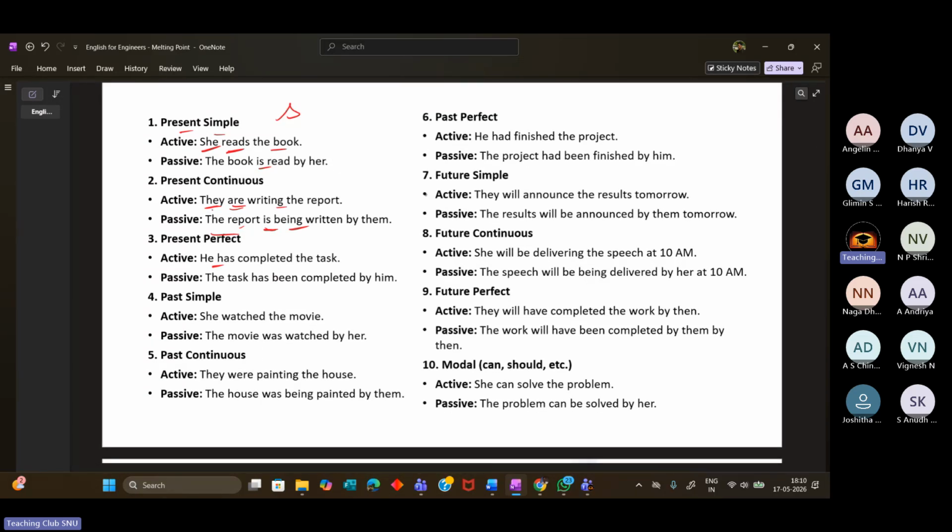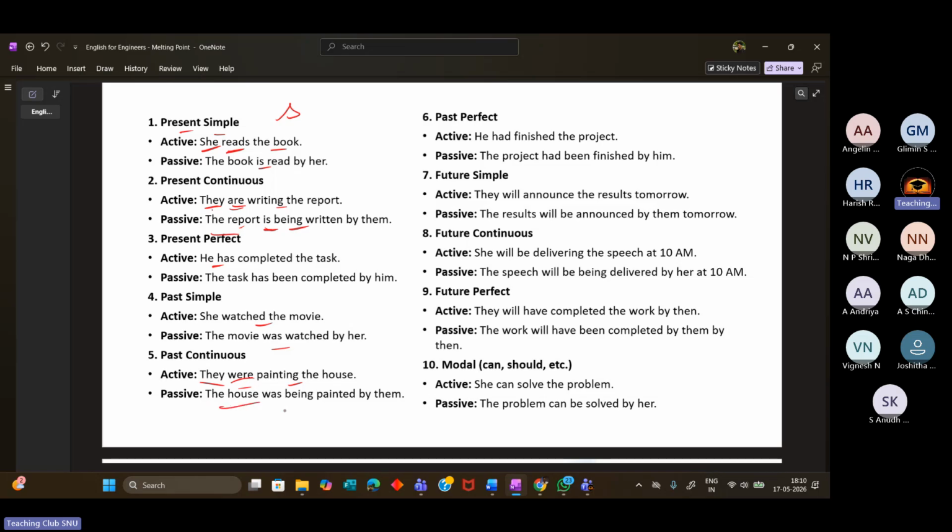Again, it has an -ed. We add a was or were before it. And then past continuous: they were, was, -ing, and then again see. Here, "they" is the main driver of the sentence, which is plural, so we write a were, whereas in the passive, the house is the driver of this sentence. So we put a was there.